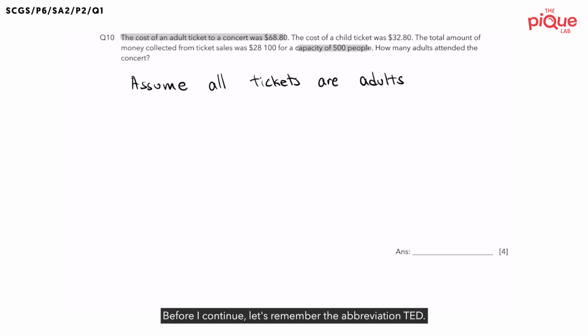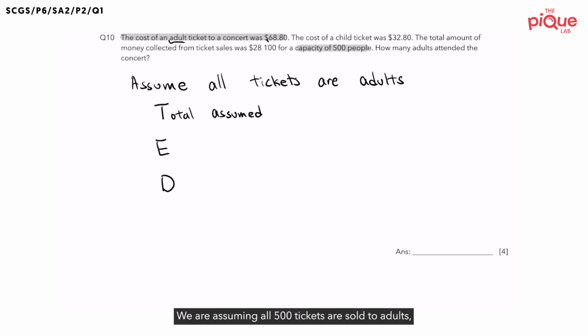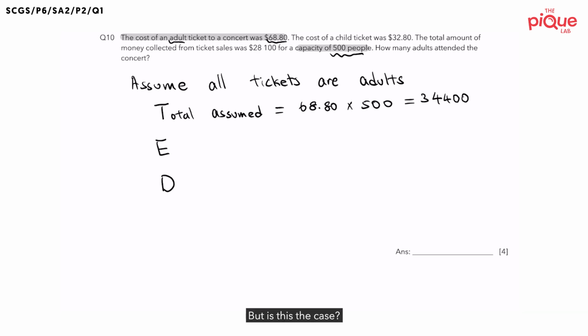Before I continue, let's remember the abbreviation TED. It may be easy to remember as TED for teddy bear. So, how are we using TED? The T in TED represents the total we are assuming. We are assuming all 500 tickets are sold to adults, meaning we should have collected a total of $34,400. But is this the case?